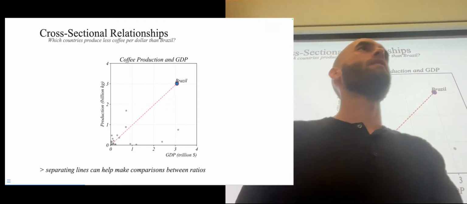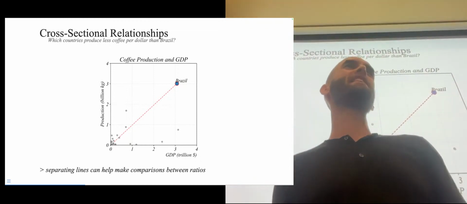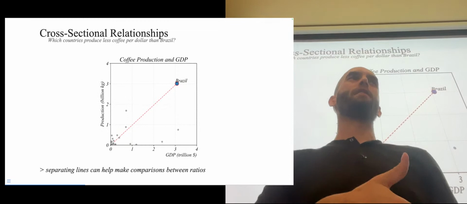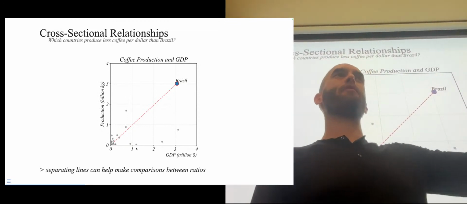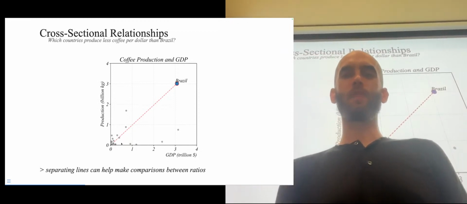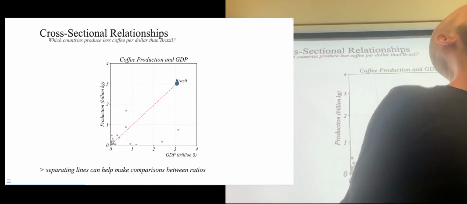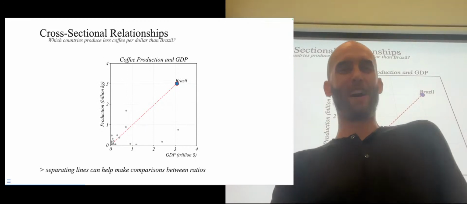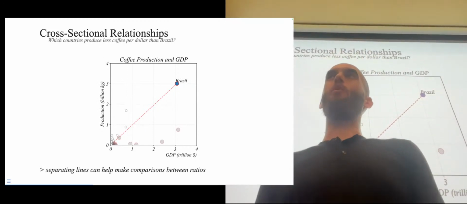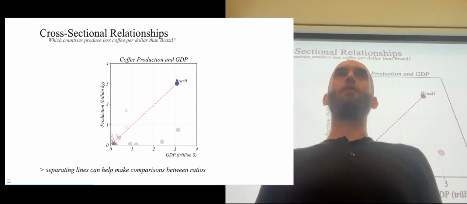Yeah. So produces less coffee per dollar than Brazil. Or another way of saying this is more dollars for the same amount of coffee. Remind me of your name? Jay, like the letter J. Yeah, got it. So Jay's saying everything below the line would be more coffee per dollar than Brazil. Any questions here?